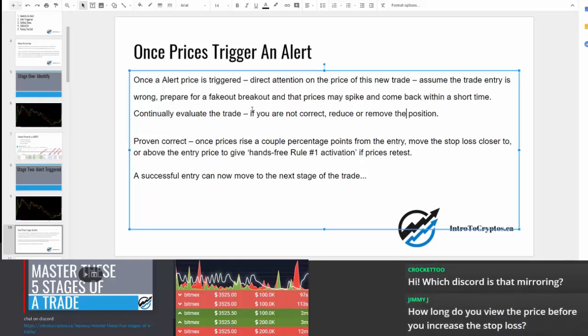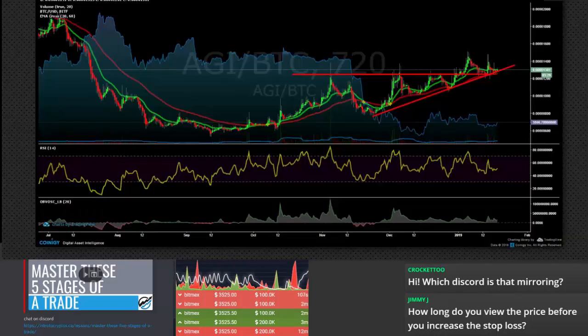How long do you view the price before you increase the stop loss? It's fluid as the market goes. Each one is a little bit different how you use your stop loss. But for the most part, I'm waiting for prices to break up above my entry, and I will give it time to come back and retest the number 2 spot and then go back up. So I'll leave my stop loss below my entry point, in some areas where it's technical support and resistance, just below technical levels.